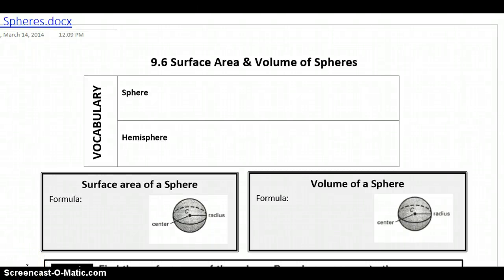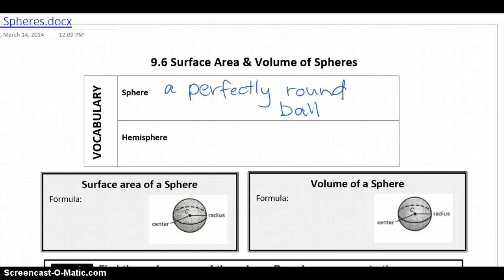Alrighty, this is section 9.6, surface area and volume of spheres. We're doing both in one day. So let's start with the definition of a sphere. A sphere is simply a perfectly round ball. A hemisphere is just half of a sphere, or a sphere that is cut in half.